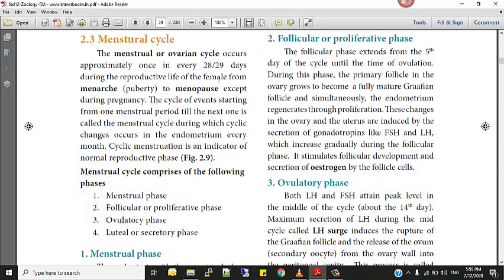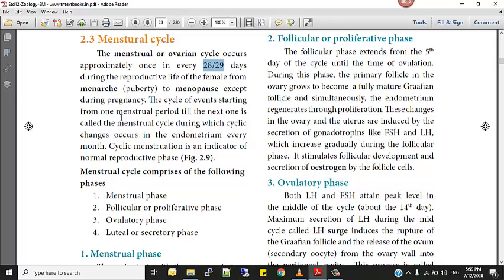So far we have discussed the menstrual cycle in a video presentation, and now we will see the important facts and concepts that are given about the menstrual cycle in our textbooks. The menstrual ovarian cycle occurs approximately once in every 28 to 29 days during the reproductive life of a female, from menarche, puberty, to menopause, except during pregnancy.